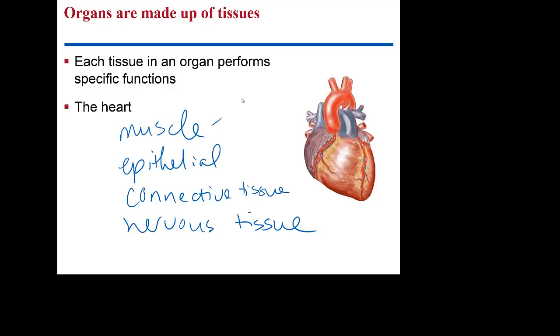So the muscles for contraction, the epithelials are going to line the heart chambers and hold the cells together. The connective tissue, of course, is going to help the muscles receive the information they need and also help the heart be elastic and do good contractions. And then the neurons themselves, the nervous tissue, will actually regulate those contractions. So all of these tissues are going to have to work together to form the heart as an organ.